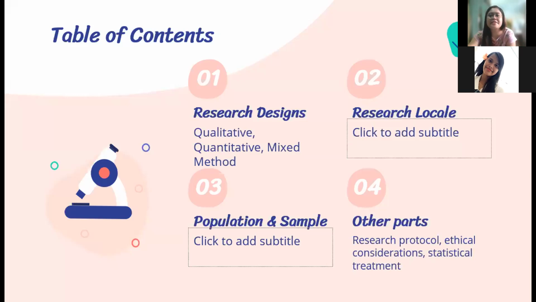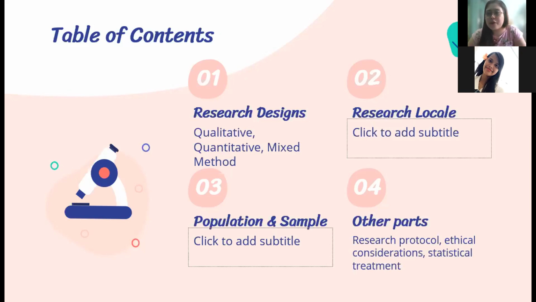Research design, the research locale, the population and samples, and other parts like the research protocol, or what we actually call the data gathering procedure, and then ethical considerations, if any, and statistical treatment. So we will discuss each of them on how you are going to make them.